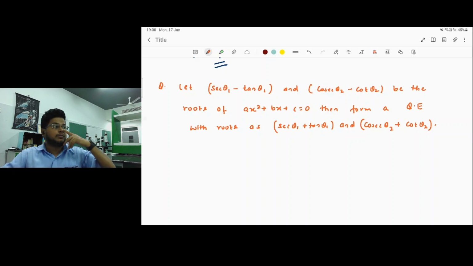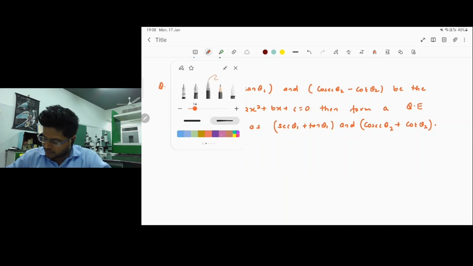So how are we going to approach this question? Pause the video, think about it again and see if you are getting the right answer for this. One hint I'm giving you: don't think along the line of calculating the sum of the roots and product of the roots and then forming the quadratic. That way it is going to be slightly difficult. So try to think some other way, right? So how can we approach?